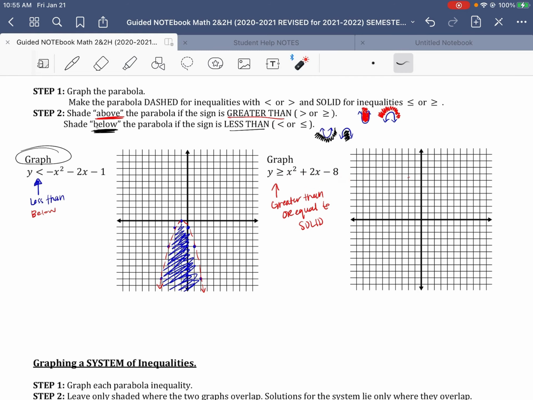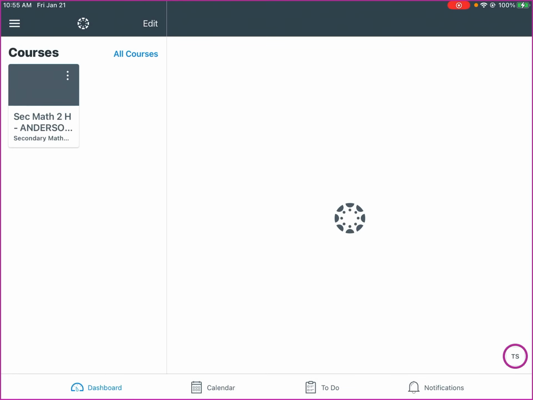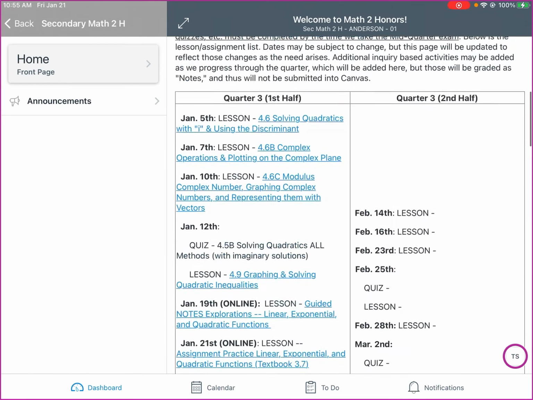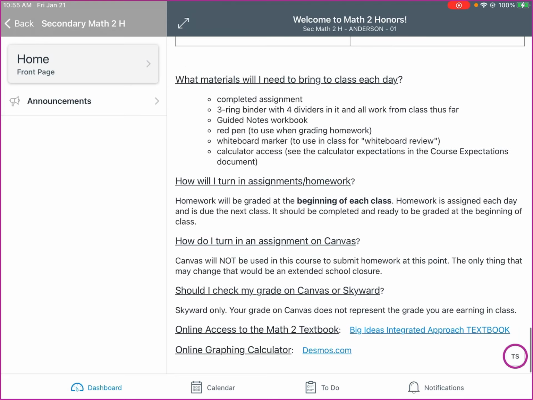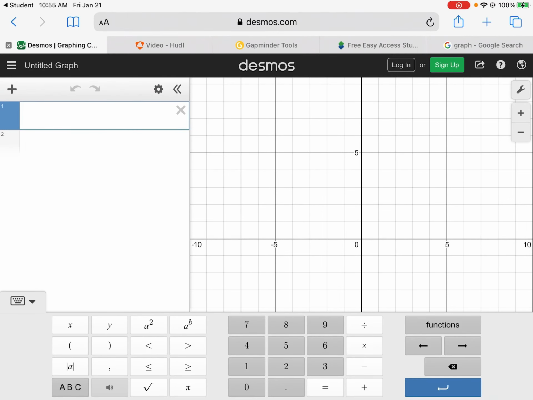Remember that if you don't have a graphing calculator at home, on the home page of our class, you can scroll down all the way to the bottom and there is access to Desmos, the online graphing calculator. So all the way to the bottom, it's the very last thing there. I can click on it. And you could just put your function in here.